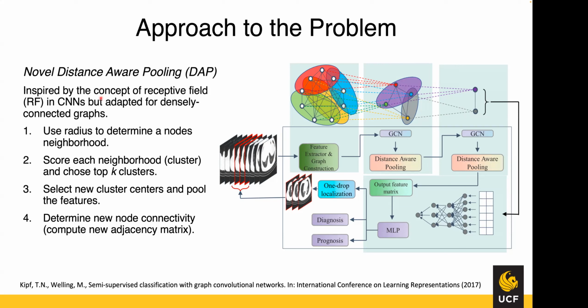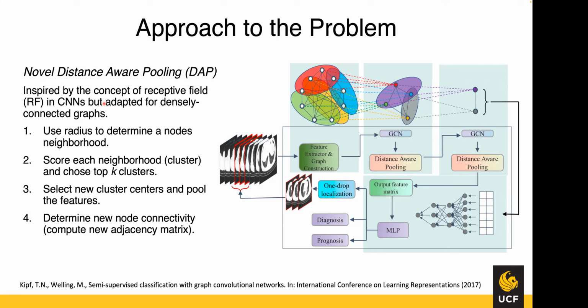Okay, so the next thing that they implement that's pretty important, I think one of the focuses and biggest contributions of this paper, is this novel distance aware pooling. So we have a convolution and then we pool, and then we do another convolution and then we pool again. This idea is not new, but the approach of the actual pooling is new.